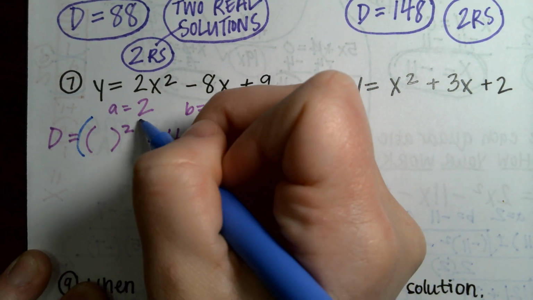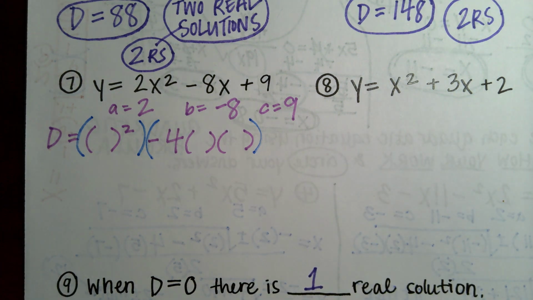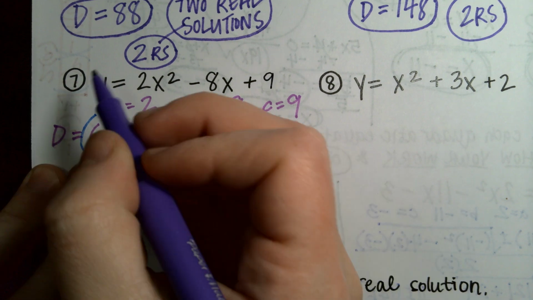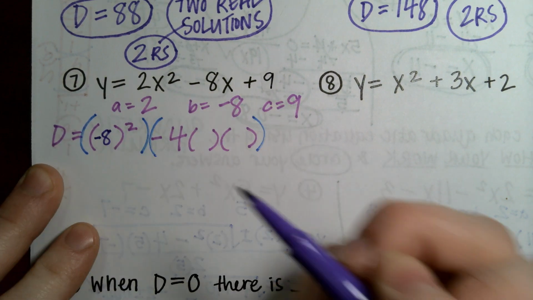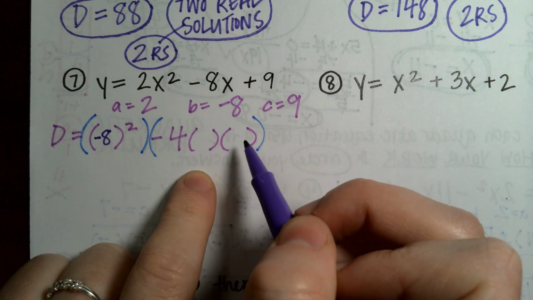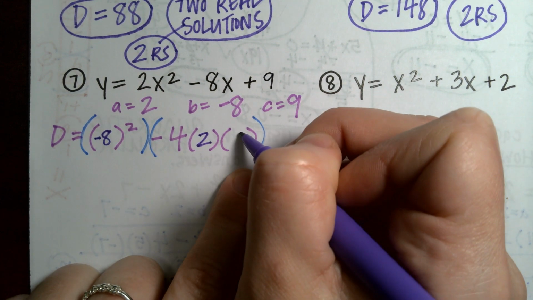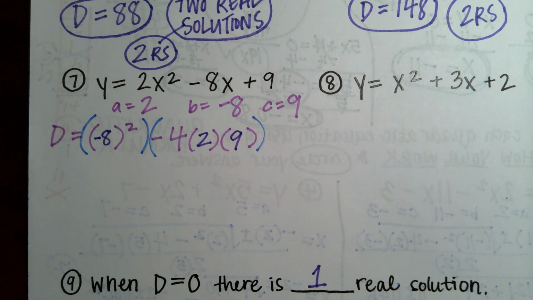Do the grouping. So B is -8, so I'm going to write -8 in my first parenthesis. -4 times A times C. A is 2, C is 9. Right.